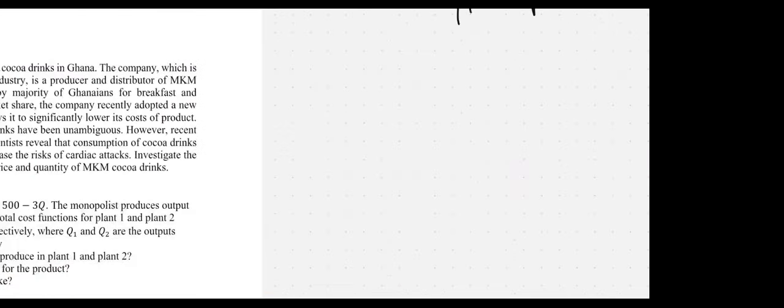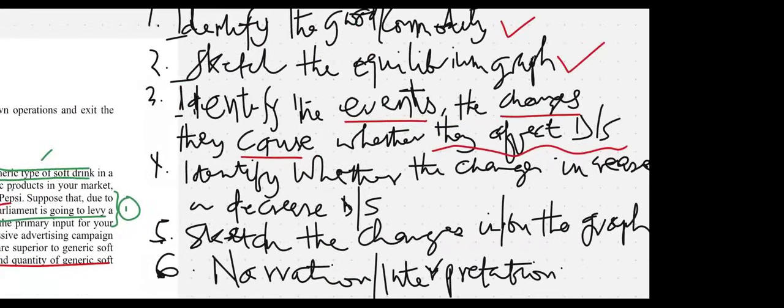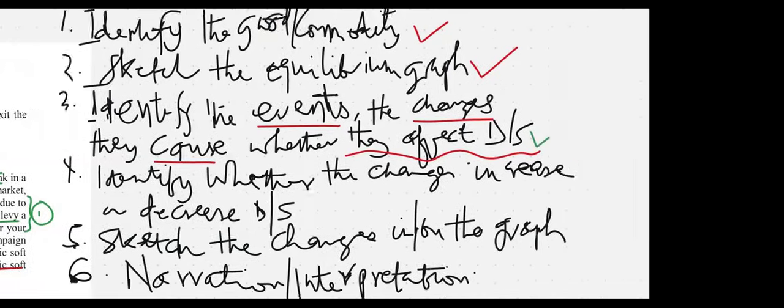So look at the way I analyzed step 3. I first identified the 2 events. Then I looked at the changes they are going to cause. Then I also tried to ascertain whether those changes will affect demand or supply. So the first one will affect supply. I'm working on the first event. Step 3 is successfully done.